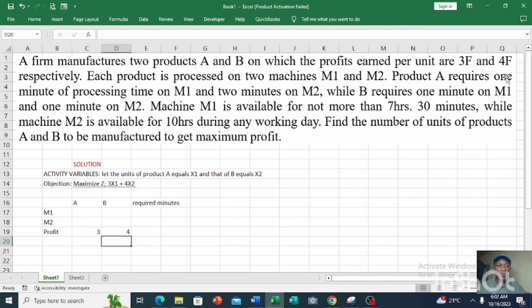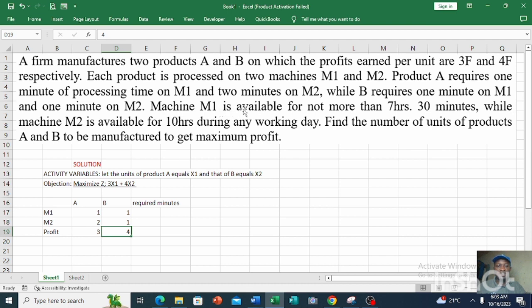Product A requires 1 minute of processing time on M1 and 2 minutes of processing time on M2. So for M2, A we have 2. Then let's continue. Product B requires 1 minute on M1 and 1 minute on M2.